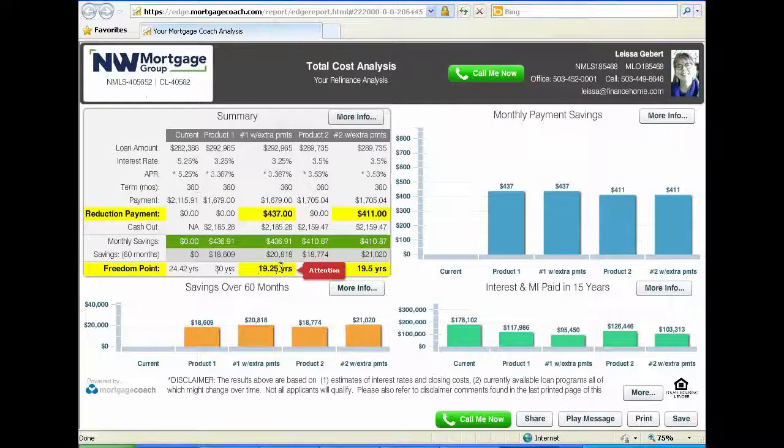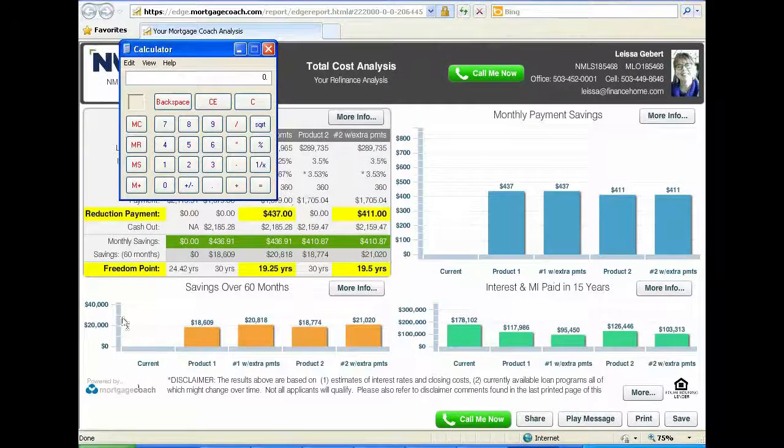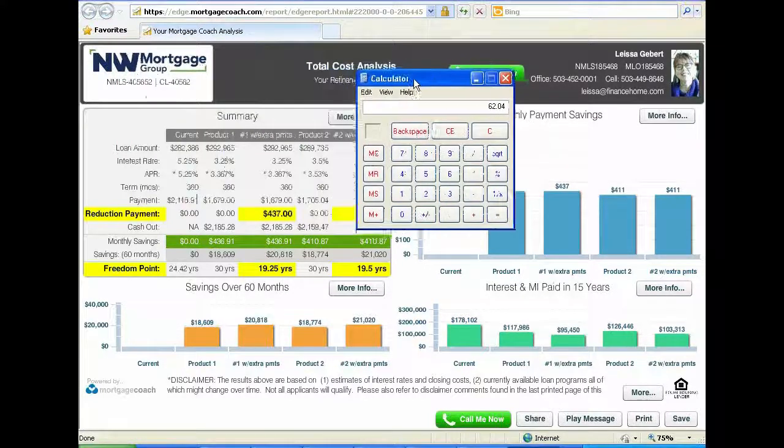The best way to explain it to a client is this. If I took my calculator and my current remaining term is 24.42 years, and it's going to knock it down to 19.25 years, I would have saved 5.17 years. If I times that by 12 months, I would have saved 62 payments if I continue paying that.